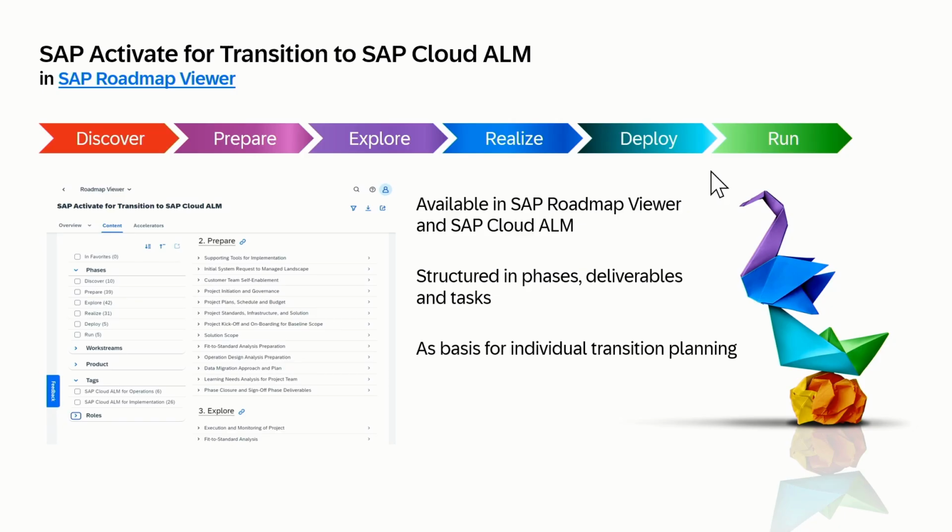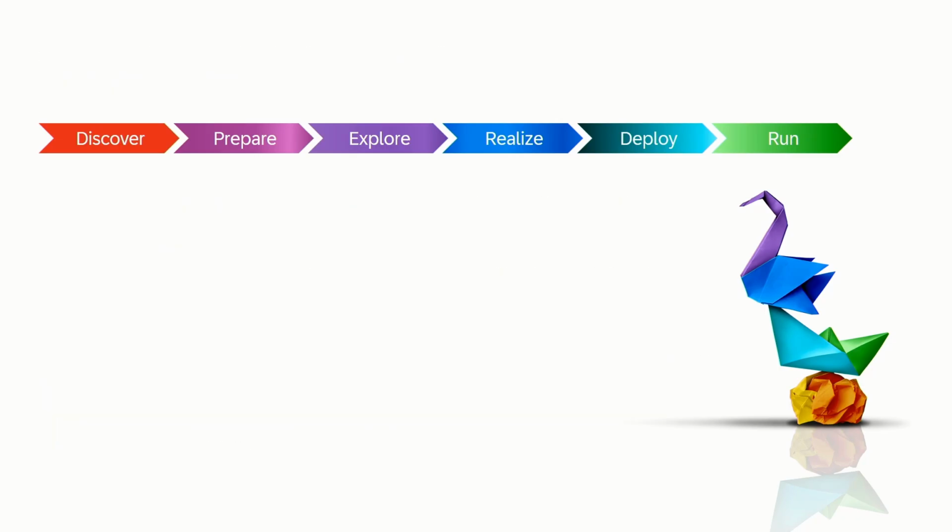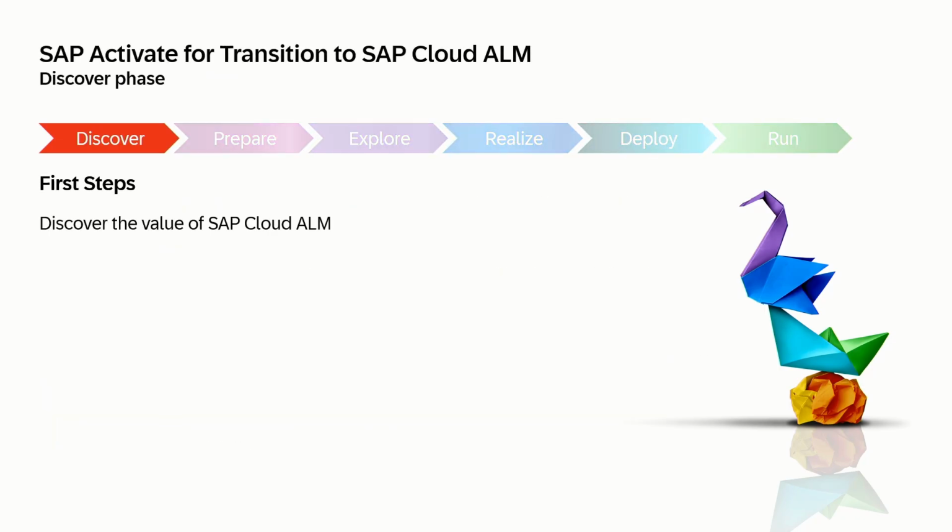And this Activate roadmap could serve as a basis for the transition planning, regardless if it's now the discover phase or if it's a project phase from prepare to run. It should serve as a basis to guide you or your customers through this transition to Cloud ALM. Now let's have a look at the various phases. Let's start with the discover phase.